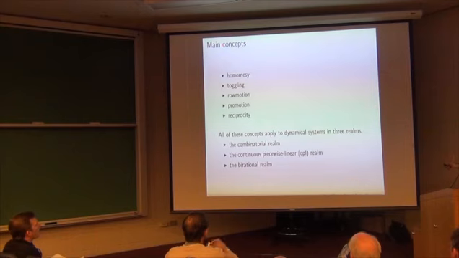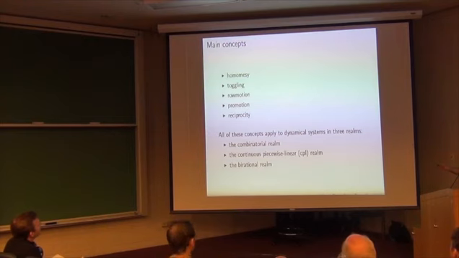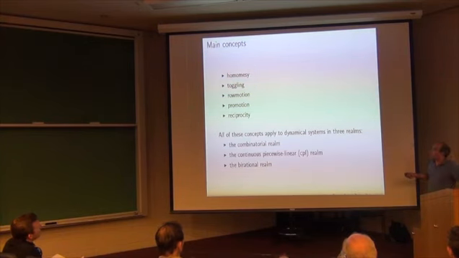Here's a word you've almost probably never seen me use before, because Tom Roby and I made it up here. But that's one of the main concepts. Also toggling, row motion, promotion, reciprocity, which has a special meaning in our context. And all these concepts apply to dynamical systems in three different realms. The most familiar is the combinatorial realm. There's the continuous piecewise linear realm, and finally the birational realm. And you'll see examples of dynamical systems in all three of these realms.